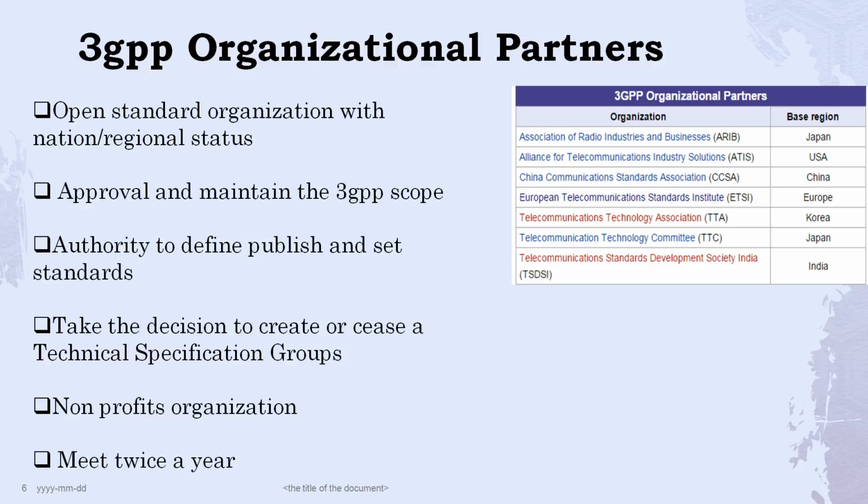As you can see here on the right, there's a table with the different OPs. I will just mention the acronyms of them. From Japan we have ARIB, from the US ATIS, China is CCSA, and the European standards body is ETSI. From Korea we have TTA, from Japan we also have TTC, and from India it's TSDSI.